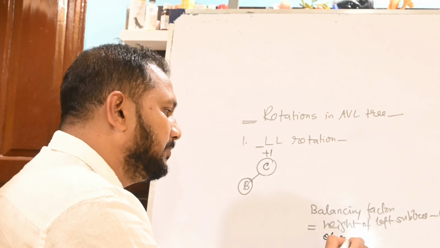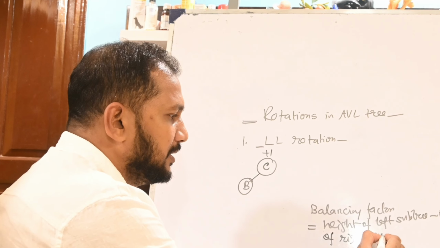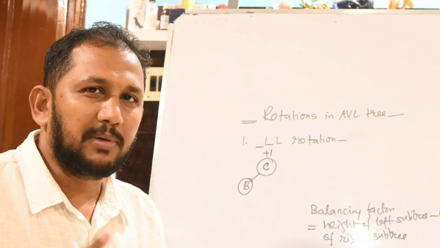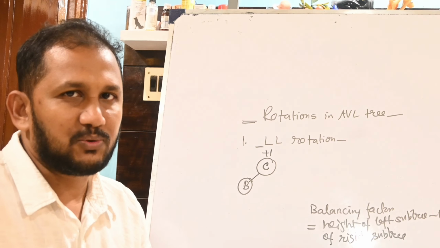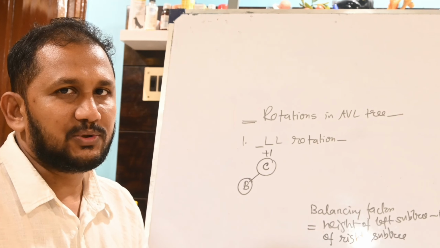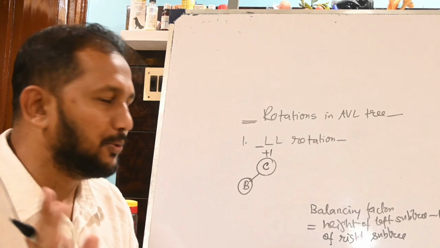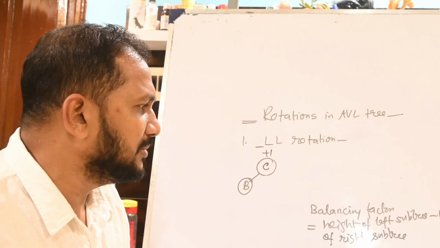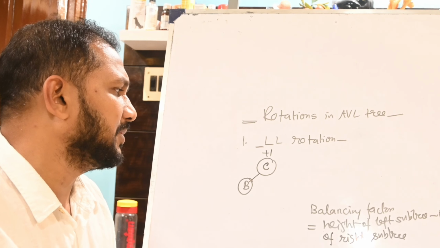So this is the formula for balancing factor for any node. Balancing factor can be plus 1, minus 1 or 0. Left heavy means plus 1, right heavy means minus 1 and balanced means 0. So this is the rule for finding balancing factor: height of the left subtree minus height of the right subtree.